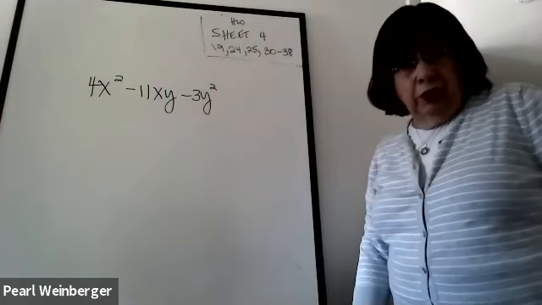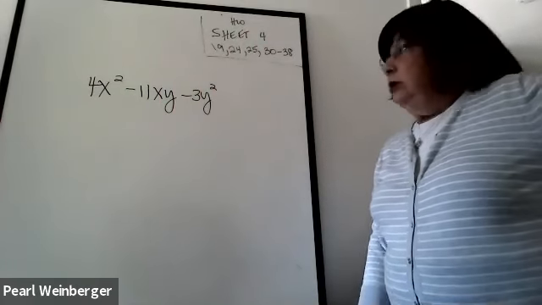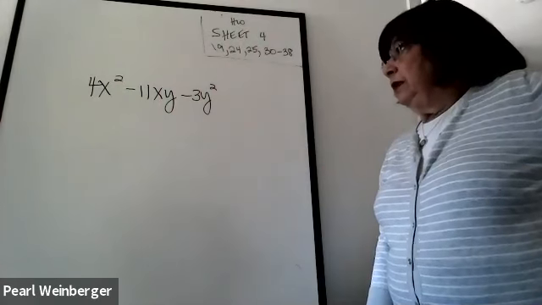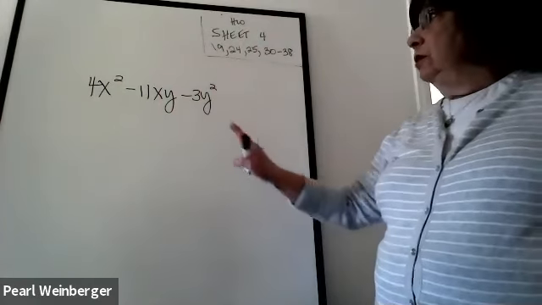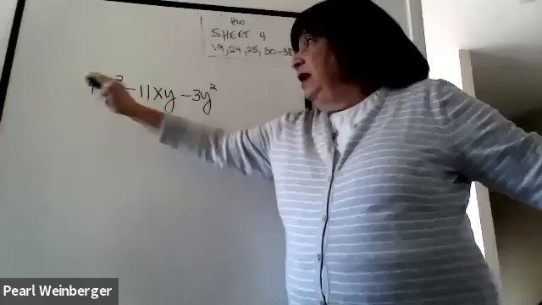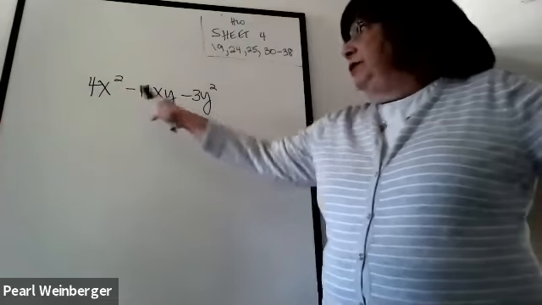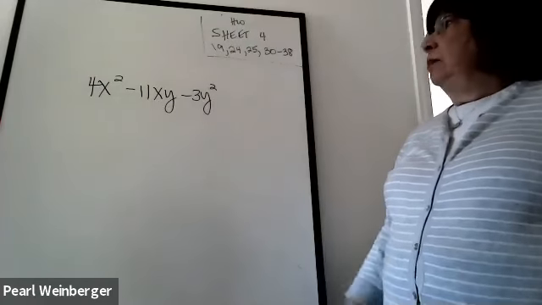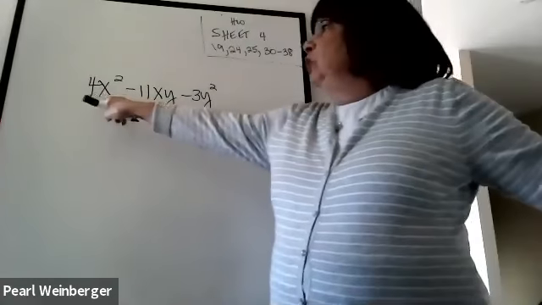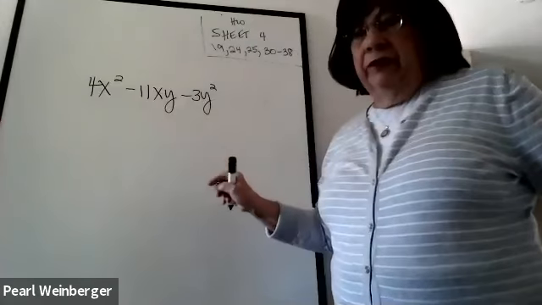Let's say this was our trinomial. Now, first of all, we are starting with a leading coefficient of 4. And that 4 is not a common factor. But on top of that, we don't have just one variable, we have two variables.